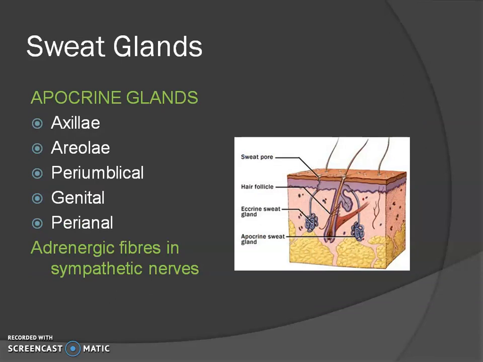Apocrine glands are large modified sweat glands confined to the axillae, areolae, periumbilical, genital, and perianal regions. Their ducts open into the hair follicles or directly onto the skin surface. Their odorless secretions acquire a smell through bacterial action. They enlarge at puberty and undergo cyclical changes in relation to the menstrual cycle in females. They are supplied by adrenergic fibers in sympathetic nerves.